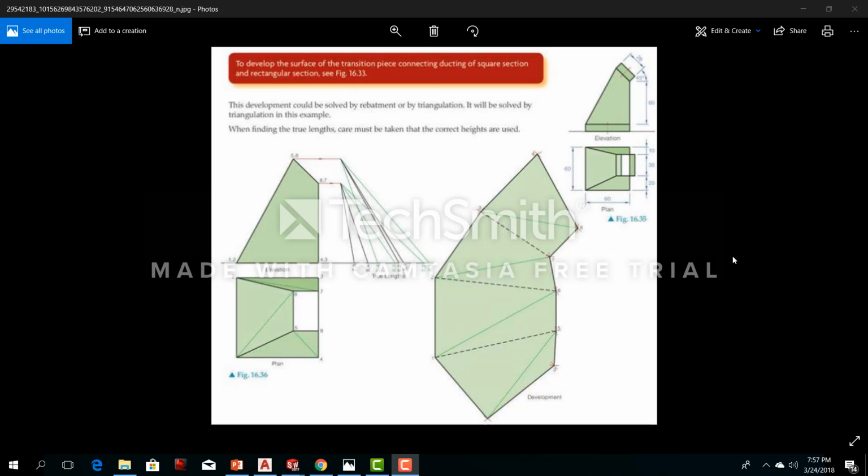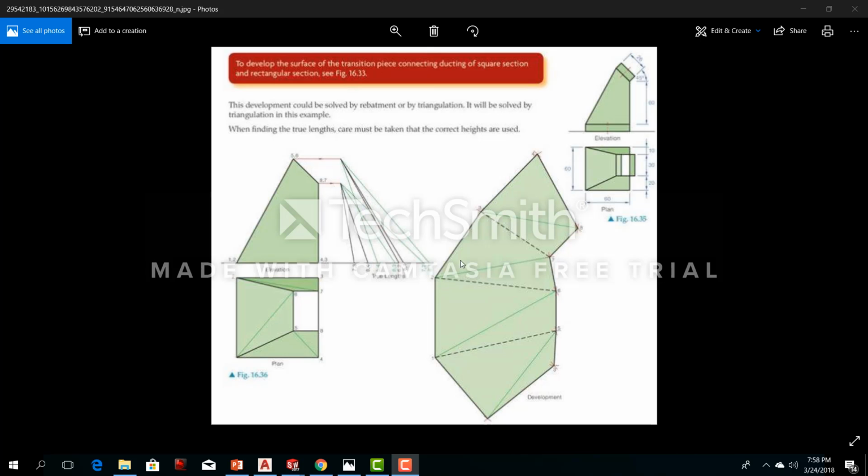Hi, this is the question we were asked to critique by Dermot. It's a question from Anderson's book, and it's based on surface geometries. So in this question, we're asked to develop the surface of a transition piece. It says we can either use triangulation or rebattement.